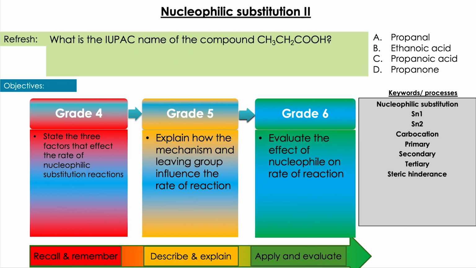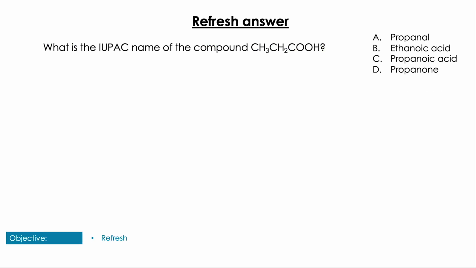So, quick question just to get you started. What is the IUPAC name of this compound? Pause the video to give yourself a moment for that. Awesome. So if we draw this compound out, we can see that telltale COOH. We're going to have 3 carbons with the double bond O and the OH, which of course is a carboxylic acid. We've got 3 carbons, so it's going to be propanoic acid.